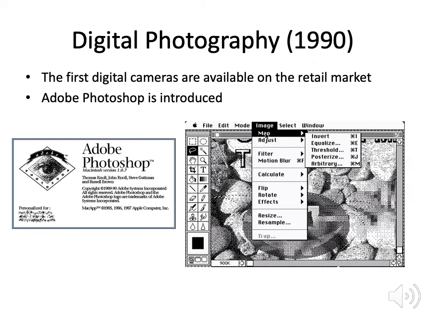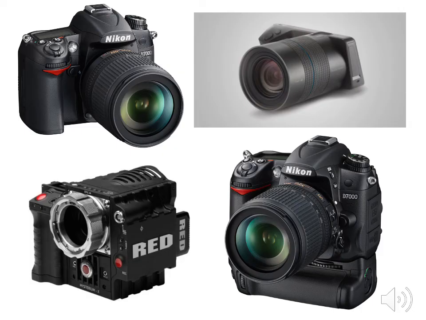So in 1990, these first digital cameras are available on the retail market. And in 1990, Adobe Photoshop is introduced. Impressive. So now we're looking at more modern, present day digital cameras. 35 millimeter. These are very high megapixel cameras compared to that first 0.01 megapixel camera. This Nikon D7000 that came out maybe 6 years ago. It's probably 12 to 16 megapixels. So the jump is incredible.